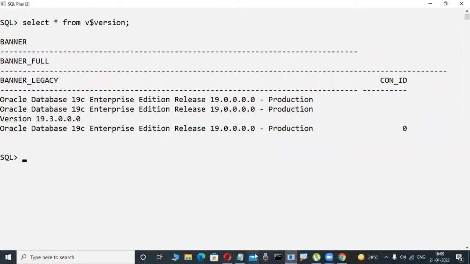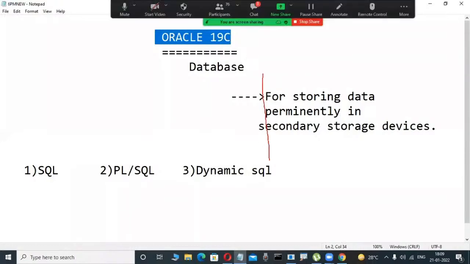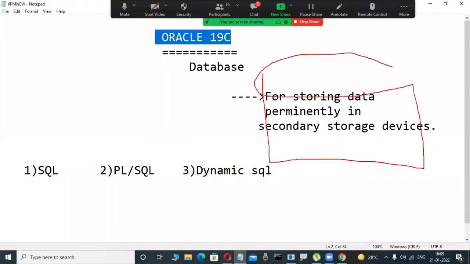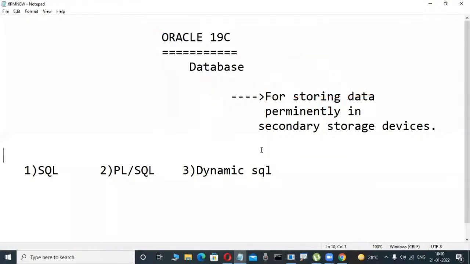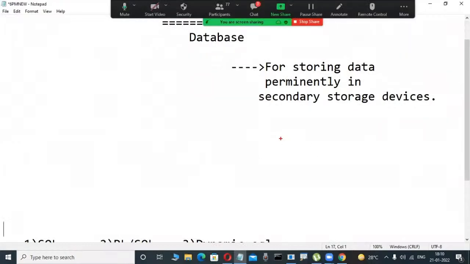What does this database mean? Once we install the Oracle software, some place is automatically created on the disk. In this place, we permanently store data. These types of databases are relational databases, and these database software have been available since 1970 onwards.